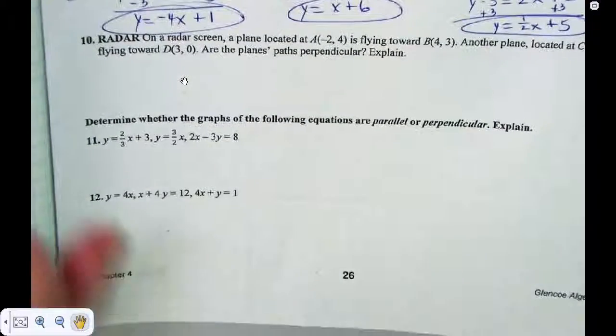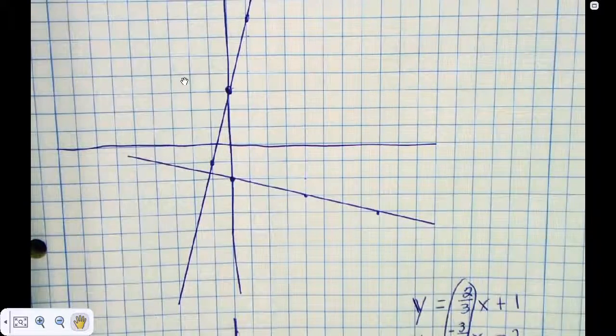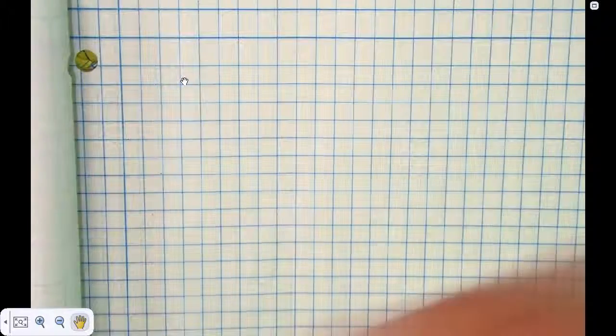So let's go to 4-4. Go back to 4-4 and look at number 11. Wait, I tell you what. Turn on the back and let's do those first. 13. Well, you know what? I changed my mind. Get back to your board. The white side or the grid side, it doesn't matter. Let's do these first and then you can do those. Okay.